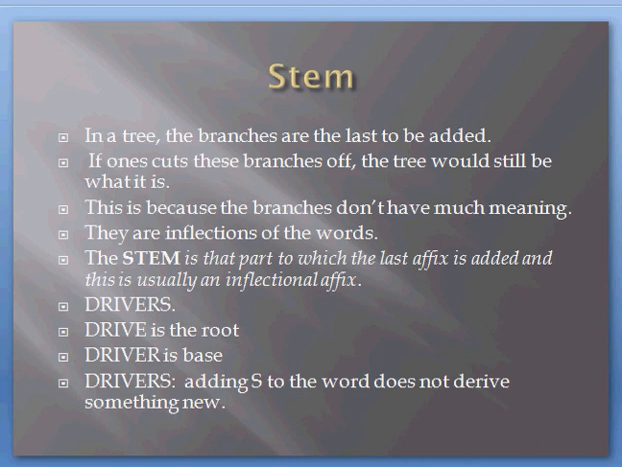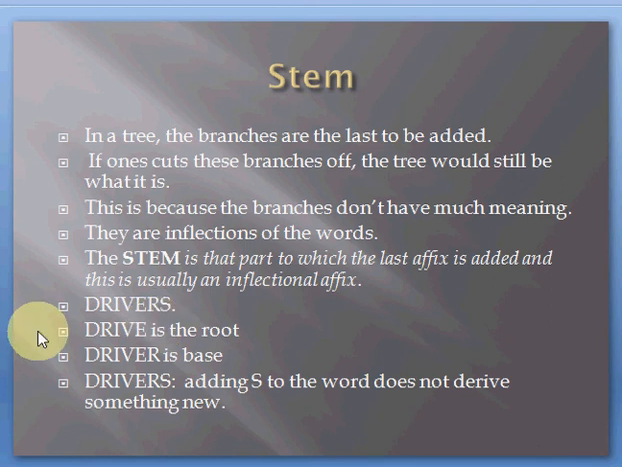You know, guys, I think that you have a clear idea of the inflections and the derivations. The base basically depends on derivation, and in a stem we add inflections. There are 8 inflections. We do not change the class and meanings of the words. The stem is that part to which the last affix is added, and this is usually an inflectional affix. So basically I have told you that affixes are added with the stems.